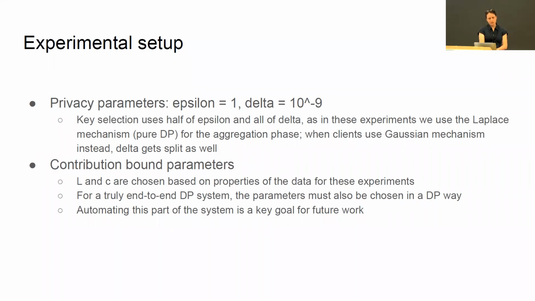And then for the contribution bounding parameters, we cheat here, and we choose L and C based on properties of the data. We do a grid search to find the accuracy-maximizing values for each of the three systems. This just lets us compare the best case performance of all three. But of course, if you want to build a truly end-to-end DP system, these parameters also need to be chosen in a DP way.